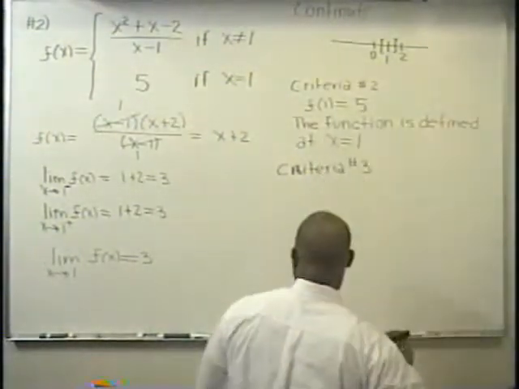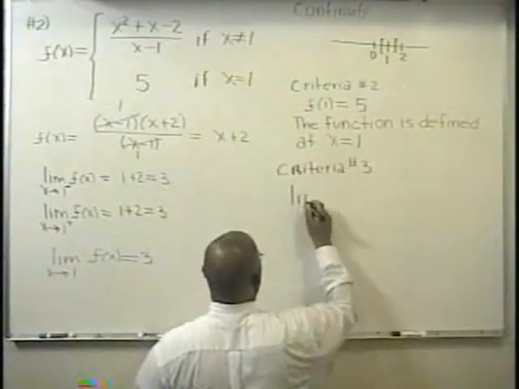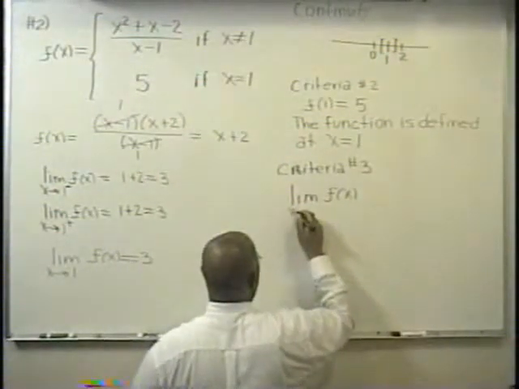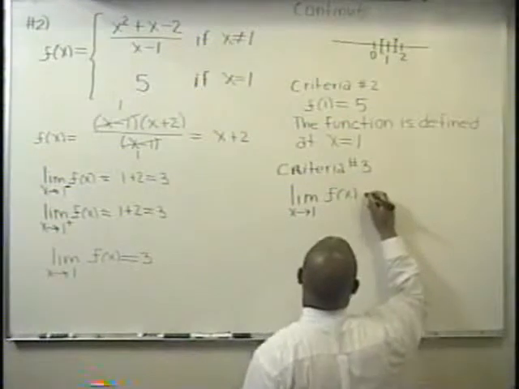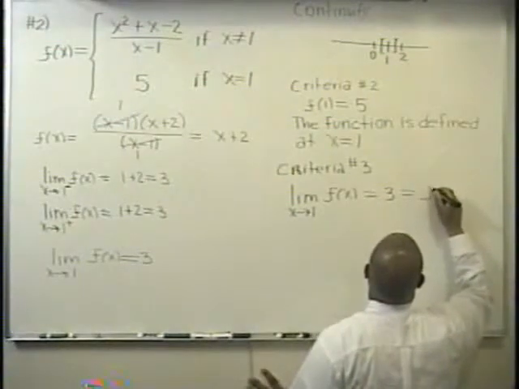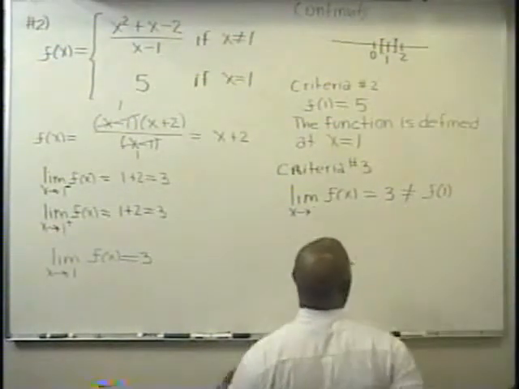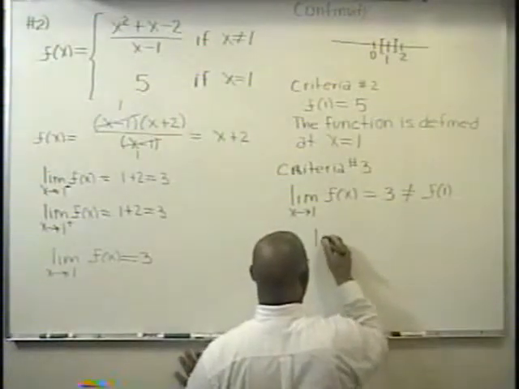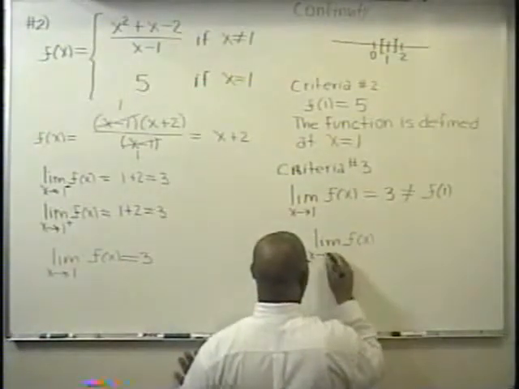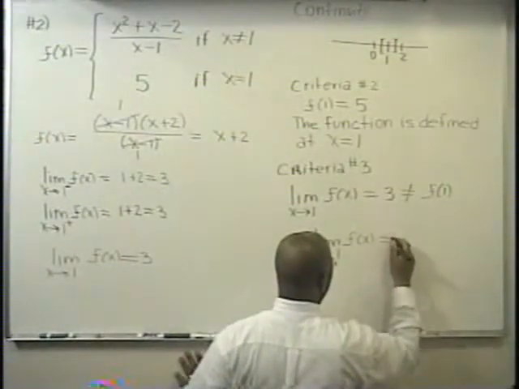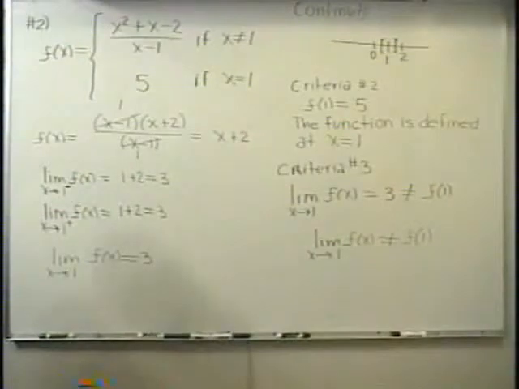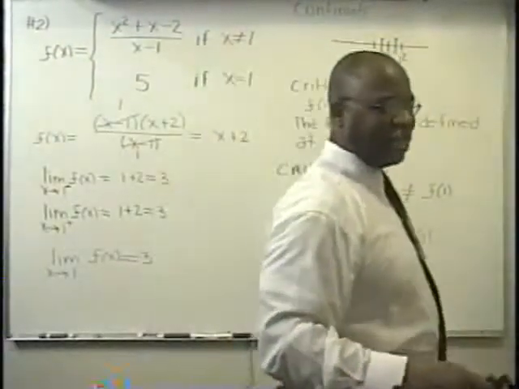Well, in this case, here's what we know. The limit of f of x as x approaches 1 is equal to 3, and that is not equal to f of 1. So the limit of f of x as x approaches 1 is not equal to f of 1. And f of 1 is equal to 5. So the limit is not equal to that function defined at that value of 1.